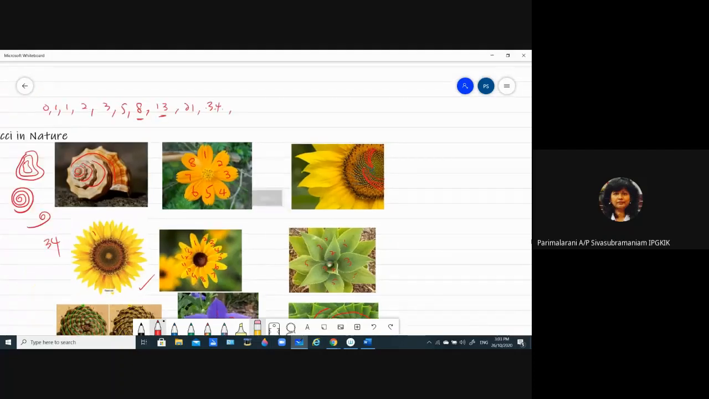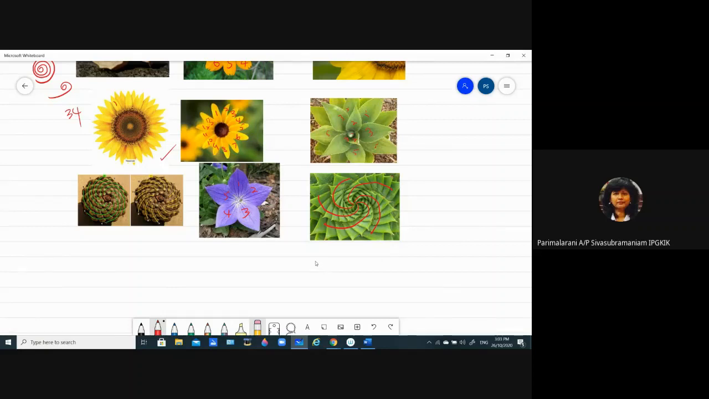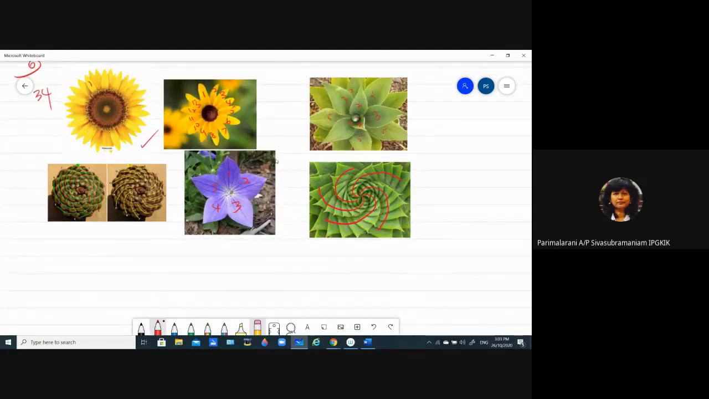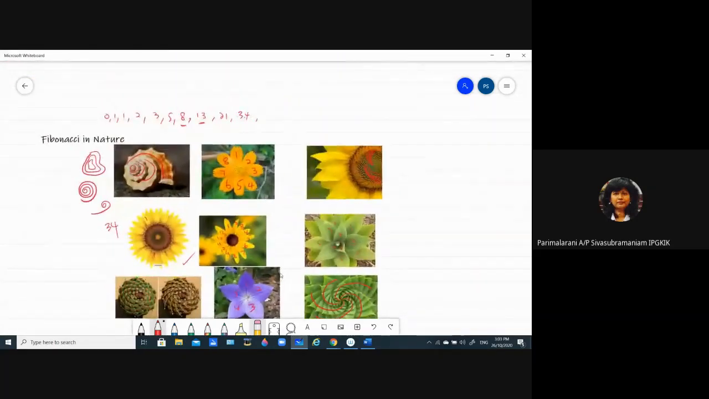So these are examples of the Fibonacci sequence in nature. The other one is here. This is a pine cone. These are the spirals on the pine cone. The number of spirals follows the Fibonacci sequence. Like here, if you see the numbers here, I think they have 13. So these are all examples of Fibonacci in real life, in nature. Have you seen any other examples like this in nature?